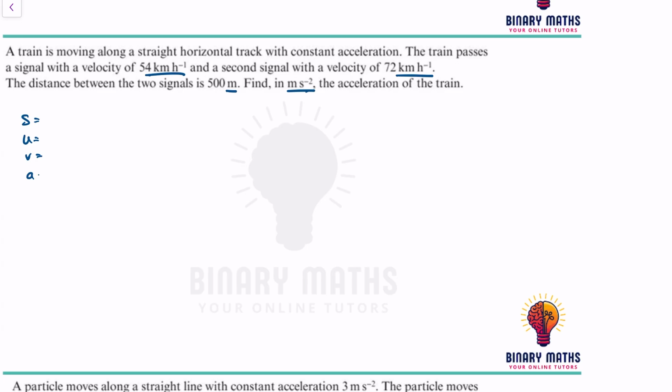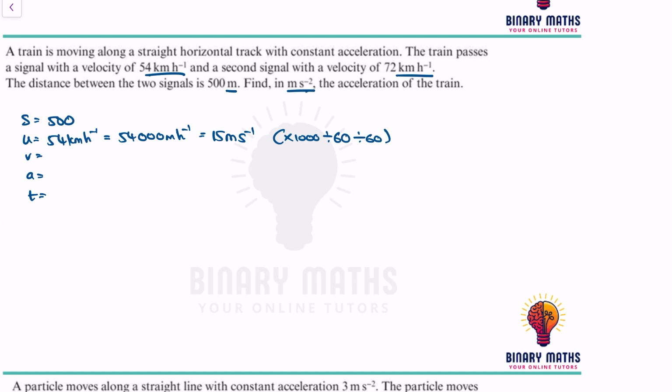So what do we know? We know the displacement is 500 meters. Initial speed is 54 kilometers per hour, which is equal to 54,000 meters per hour. To get into meters per second, I need to divide by 60 and then divide by 60 again. So I end up getting 15 meters per second. So times by 1,000, divide by 60 and divide by 60.